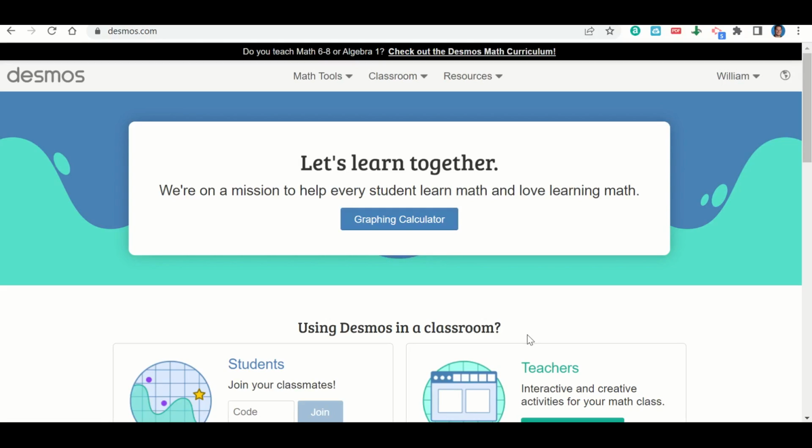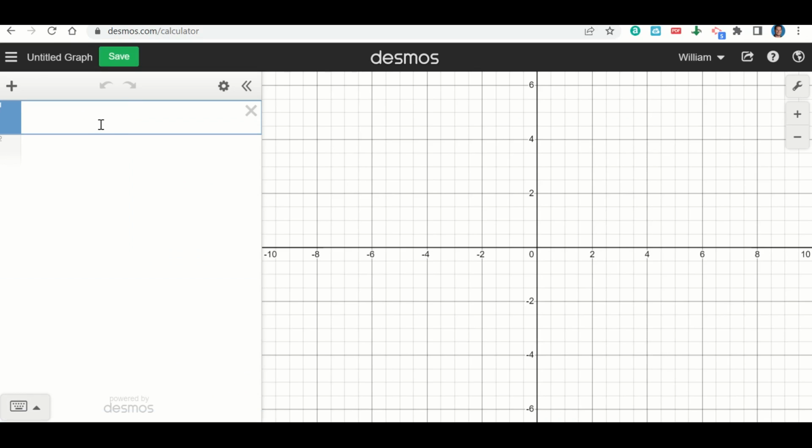Let's talk now about how to check our work with linear equations using Desmos. So what we're going to do is go to desmos.com and click on the link that says Graphing Calculator. Over here on the left side, we can enter any linear equation and it will graph it for us. So let's try y = 2x - 4. As we can see, it graphs it for us. We can check that against whatever we did on our assignment.